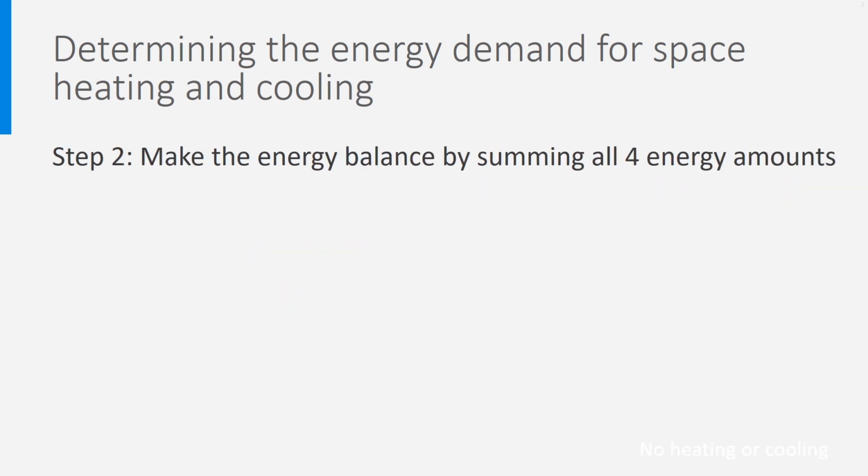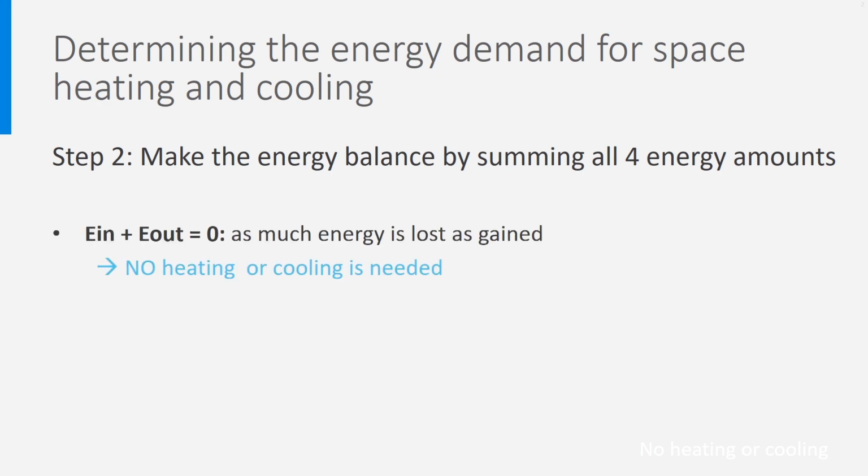The second step is to make the energy balance by summing up all four energy amounts transferred to and out of the building. There are three cases. First, if the balance is zero, the system is balanced. There is as much energy flowing into the building as leaving the building, so no heating or cooling is needed. The desired indoor temperature is naturally achieved. In temperate cold countries, this would happen mainly in summer, while in warmer countries, this could happen in spring or autumn.